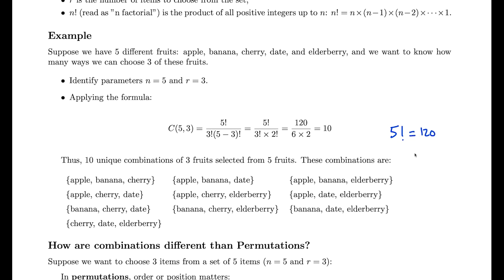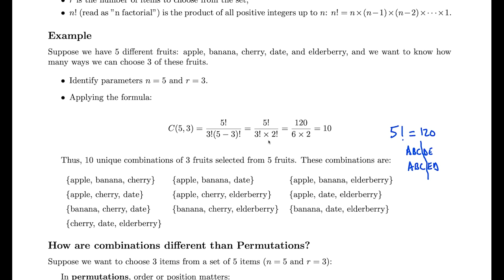Now, if we were only selecting or arranging 3 of them, but the order of those 3 did matter, then we could say we have an A, B, C here with a D and an E, and in another arrangement, we have A, B, C, and then E, D. But if we cut the last 2 pieces off, it's really the same arrangement, right? A, B, C, A, B, C. So that's why we're dividing by 2 factorial.